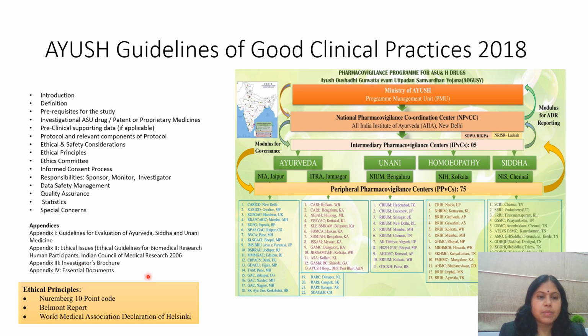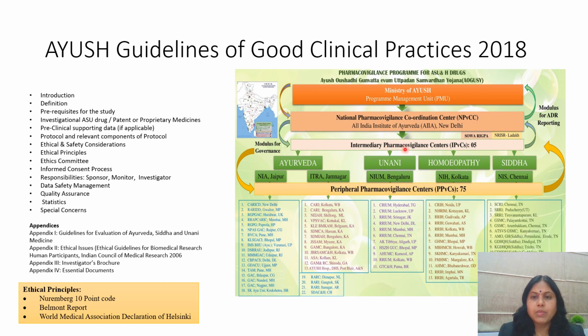Then investigators' brochures and other essential documents that are mentioned in these guidelines. After this, Ayush is also focusing on the pharmacovigilance program of the ASU and H drugs, that is Ayurveda, Siddha, Unani and homeopathy drugs. And the Ministry of Ayush, through the National Pharmacovigilance Coordination Center, that is the All India Institute of Ayurveda, New Delhi.